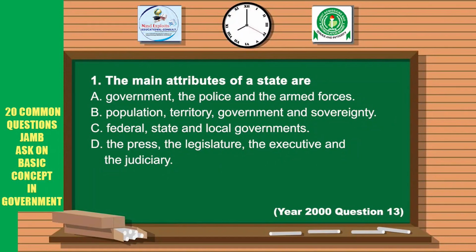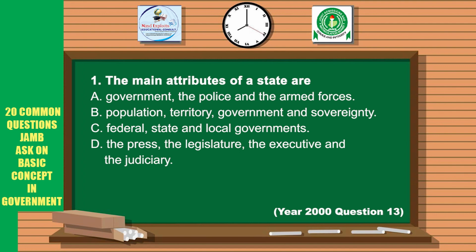1. The main attributes of a state are: A. Government, the police, and the armed forces. B. Population, territory, government and sovereignty. C. Federal, state, and local government. D. The press, the legislature, the executive, and the judiciary. So let's go back to the question.